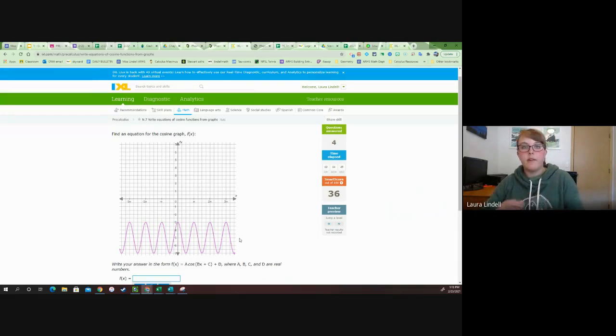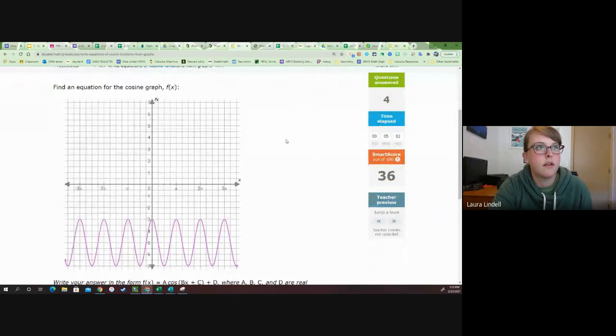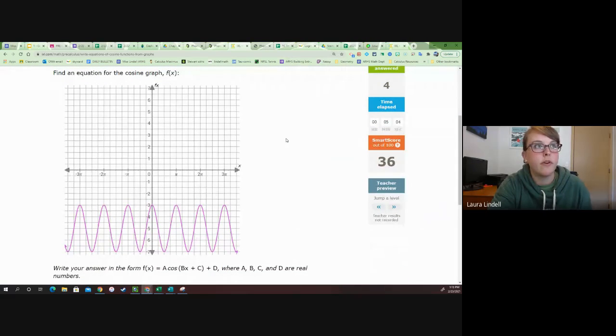So that's the other kind of question that you're going to see using a graph. Go ahead and try this one on your own. I'll zoom in so that you guys can see it a little bit better. Go ahead and try finding the equation that goes with that cosine graph. That'll be our last one as a group, and then we'll get the assignment and be done for today.